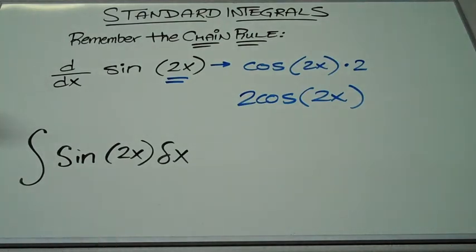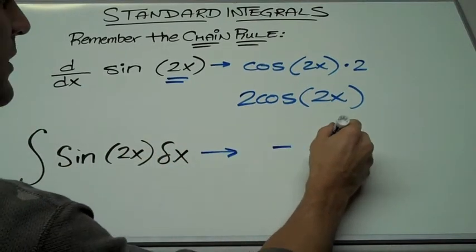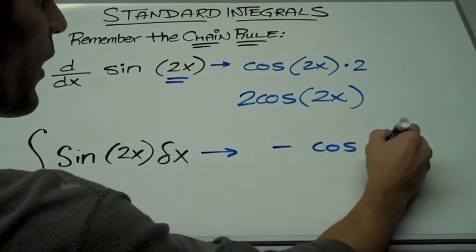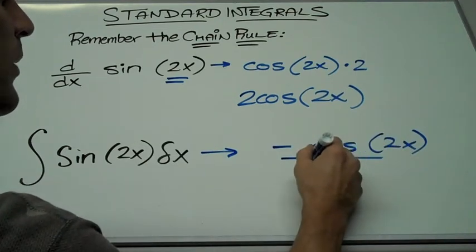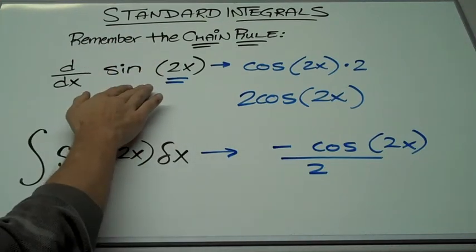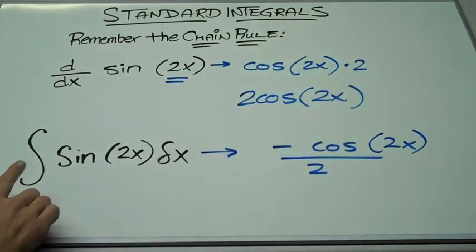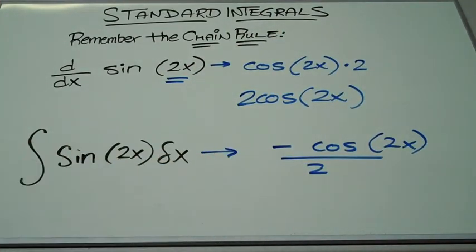When we're taking the integral, instead of multiplication, we think division. Well, what's the antiderivative of sine? It's negative cosine of what? Of 2x. Now, instead of multiplying by 2, I'm going to divide by 2, or you can think of that as multiplying by 1/2. With the differentiation process, we multiplied. Taking the integral, we divide by whatever that constant is.